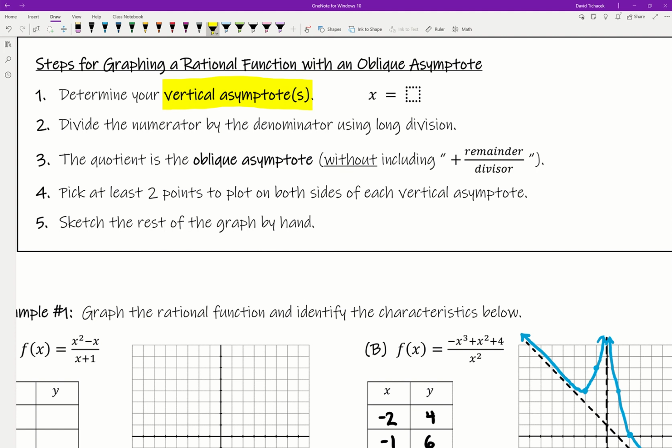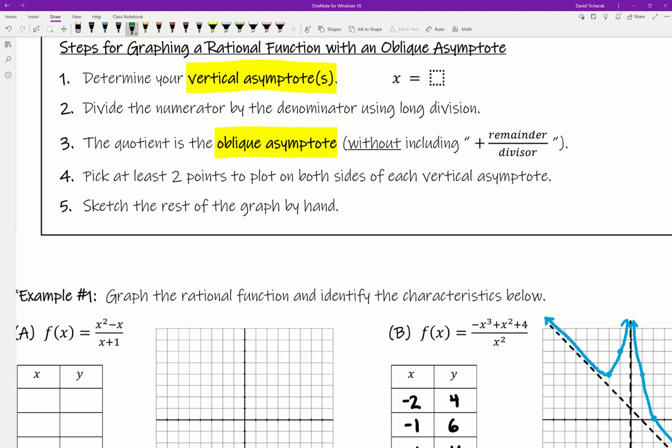And in order to find it, we're just going to use some long division. So we're going to divide the two polynomials by using long division, and the quotient that we get from that is going to be the oblique asymptote. And you'll see here that I wrote a little note: the oblique asymptote is just going to be the quotient without including the whole plus remainder over divisor part at the end. And then after that, we're going to pick 2 points to plot and then sketch the rest of the graph by hand.